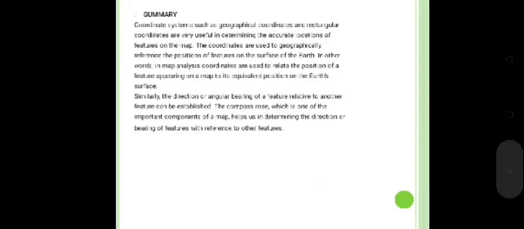Coordinate systems such as geographical coordinates and rectangular coordinates are very useful in determining the accurate location of features on the map. The coordinates are used to geographically reference the positions of features on the surface of the earth. In other words, in map analysis, coordinates are used to relate the position of the feature appearing on the map to equivalent positions on the earth's surface. Similarly, the directions or angular bearings of a feature relative to another feature can be established. The compass rose, which is one of the important components of the map, helps us in determining the direction or bearing of the feature with reference to other features.